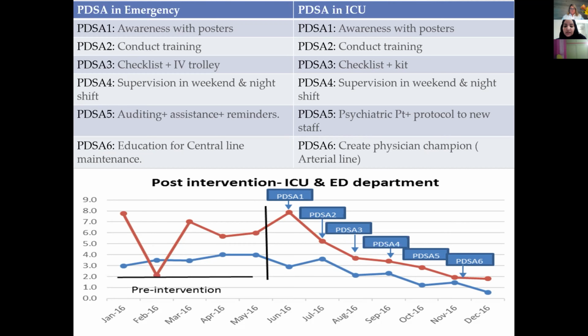The fifth PDSA comes from the defined cause that we need to improve the auditing, and we need to provide assistance, especially in the area of emergency, and we need to remind the group through a WhatsApp group about the progress and how the rate is.